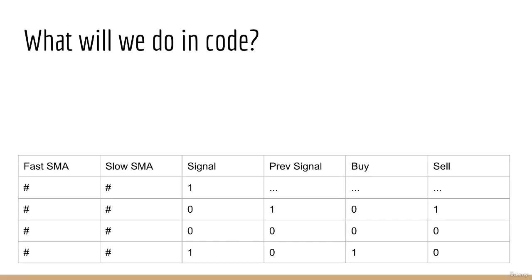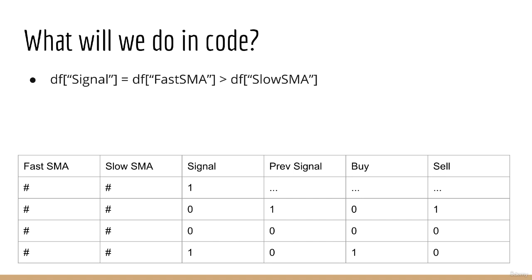So instead of discussing this theoretically, let's look at how we're going to do this in code. Okay, so at this point, all we have are two moving averages. The next step is to determine where the fast moving average is greater than the slow moving average. We'll call this the signal column. The next step is to shift that column forwards into a new column called previous signal.